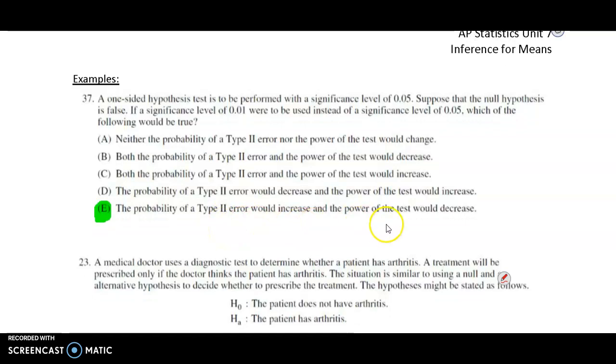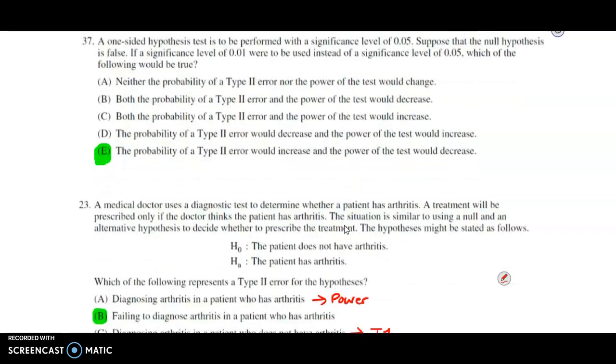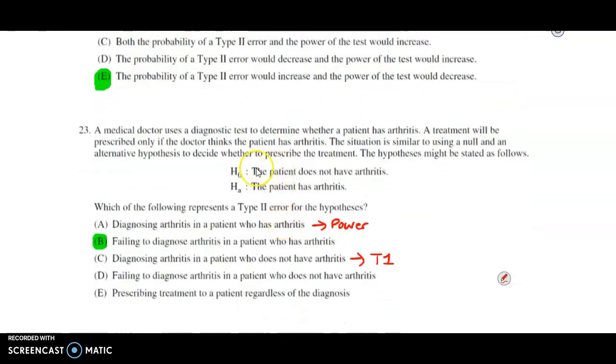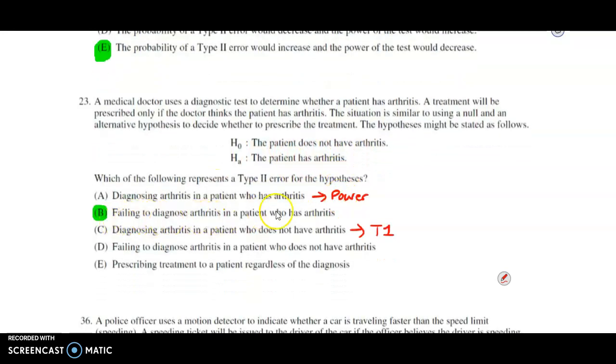Next up, the patient does or does not have arthritis. If we're looking for a type 2, here we fail to reject. So we believe that they do not have arthritis, when in reality this claim is false and the truth is that they do have arthritis. So you'll see that's answer choice B.